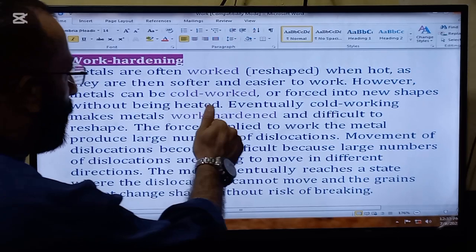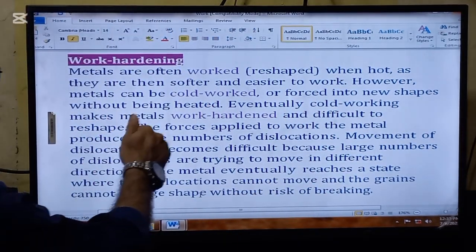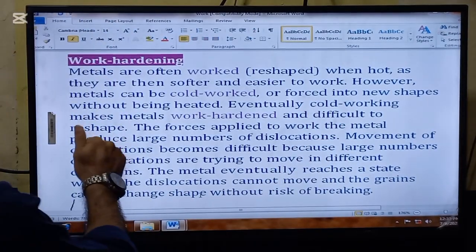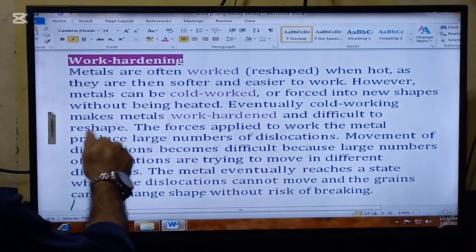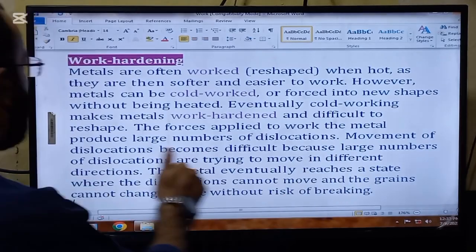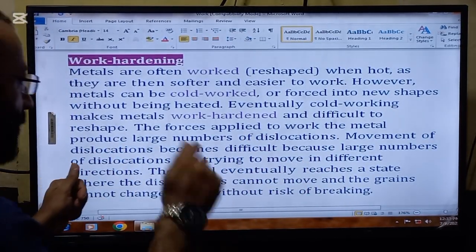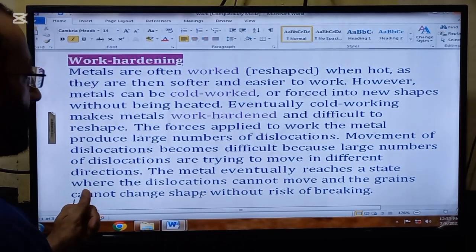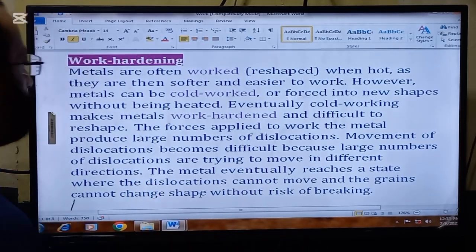Metals are often worked, reshaped when hot, as they are then softer and easier to work. However, metals can be cold worked or forced into new shapes without being heated. Eventually, cold working makes metals work hardened and difficult to reshape because more force and more effort is required to reshape the metal in cold state.